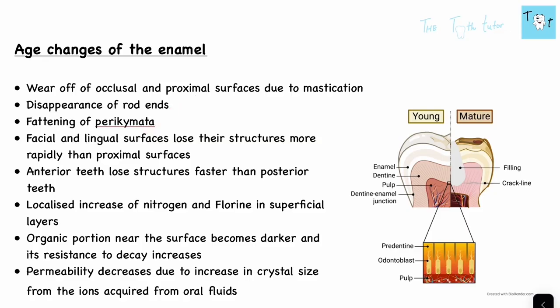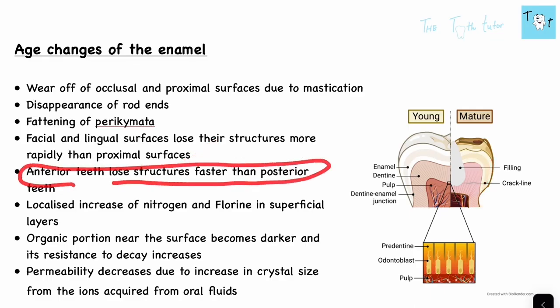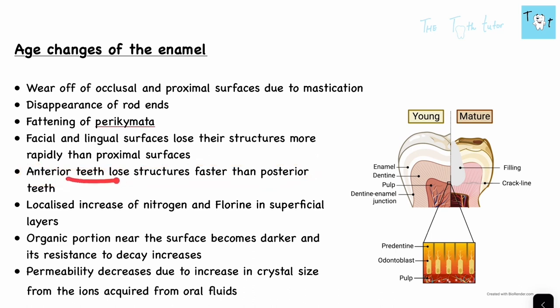Flattening of perikymata. Perikymata were these layers, the striae of Retzius on the surface of enamel that were visible. So they will also be worn off. Facial and lingual structures lose their structures more rapidly than the proximal surfaces. The proximal surfaces are not affected a lot by mastication, so that's why they won't lose the structures a lot. Anterior teeth lose structures faster than the posterior teeth. It's because the anterior teeth come in the mouth first, so they will start losing the structures first as well.